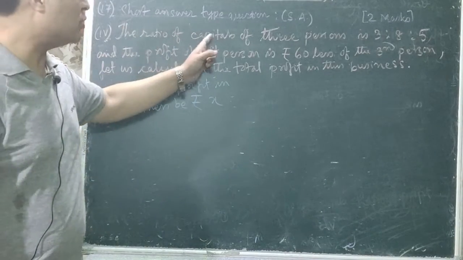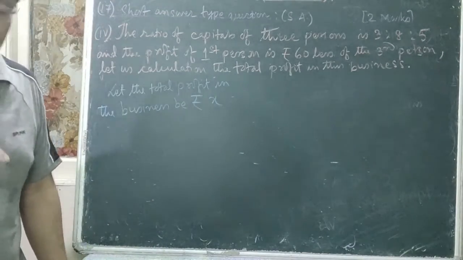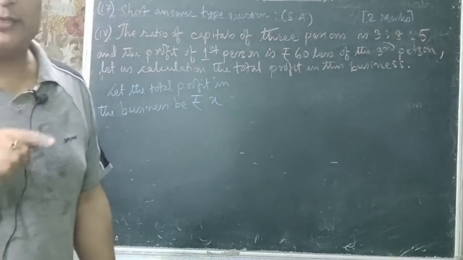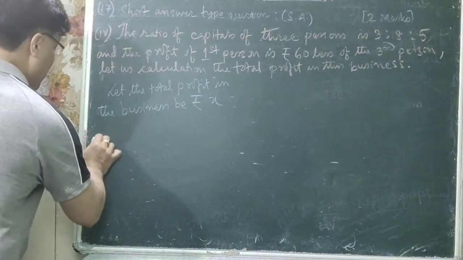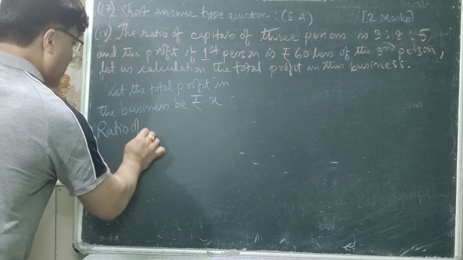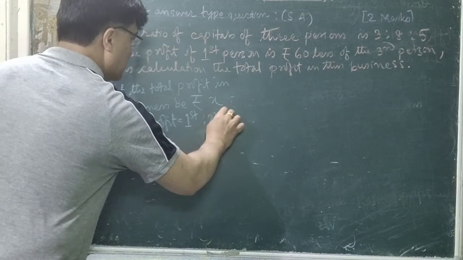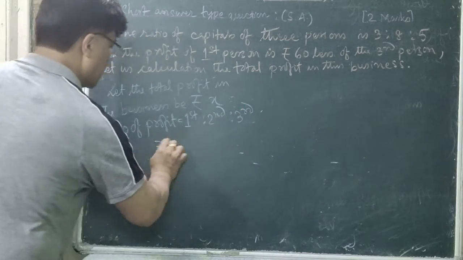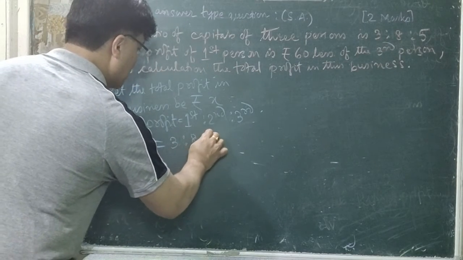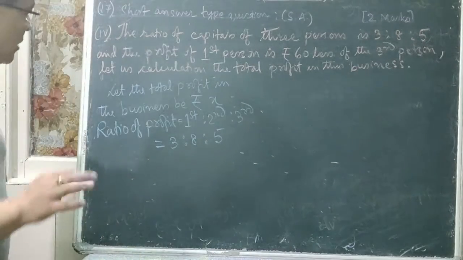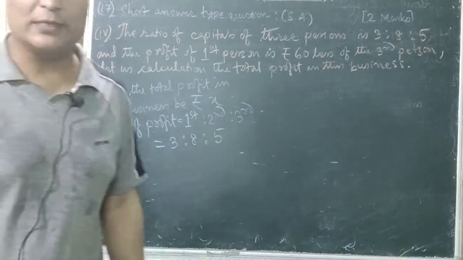Okay? तो यहाँ ratio of capitals of 3 persons is given, that is 3:8:5. तो अघि नै मैले भने ratio of capitals is equal to ratio of profit. जति ratio of capitals हुन्छ त्यही नै हो ratio of profit. So here let us write the ratio of profit now. So ratio of profit is equal to first person is to second person is to third person, which is equal to 3:8:5. Now this total profit of rupees X is divided in this ratio 3:8:5.